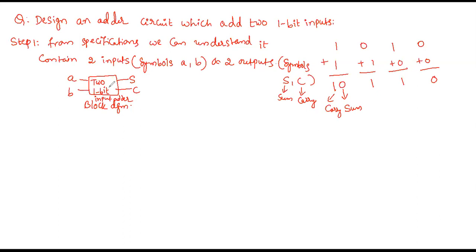Now we need to draw the internal diagram for this one. This is step 1: from the specifications, determine the number of inputs and number of outputs. Number of inputs is 2, number of outputs is 2. Step 2.